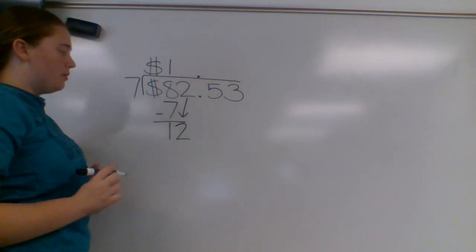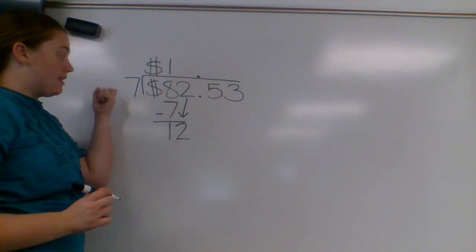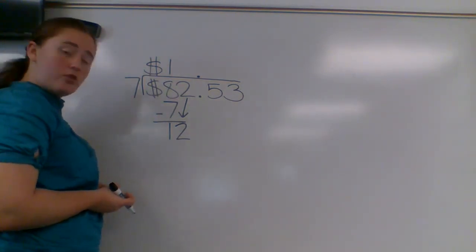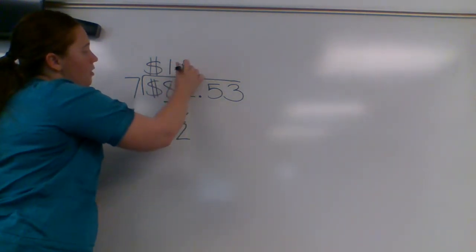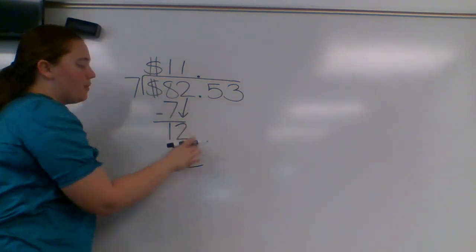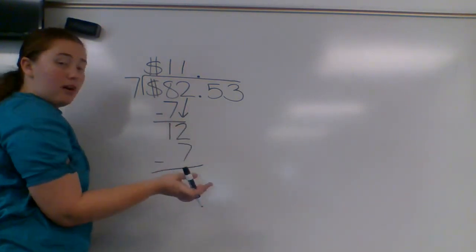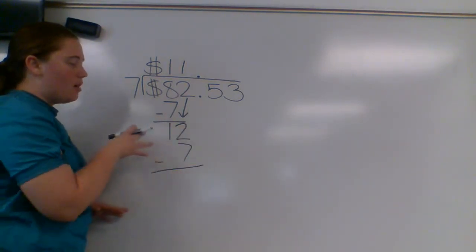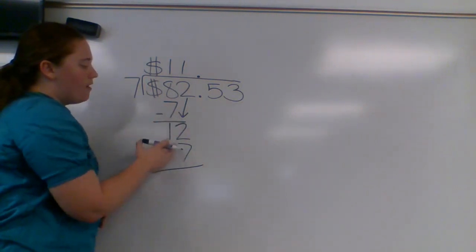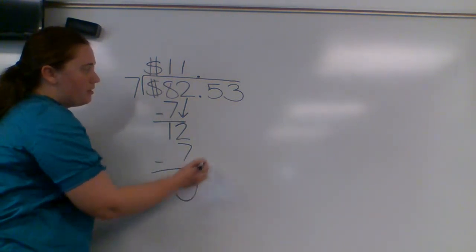And now we bring down a 2, and we have 12 divided by 7. 7 will go into 12. How many times? Let's try 1 again. 1 times 7 is 7. I have 2 minus 7, but here's the thing. If I were to borrow, 1 would become 0 and 2 would become 12, so I would still have 12 minus 7. So let's not borrow in this case, let's just say 12 minus 7. So 12 minus 7 is, right, 5.